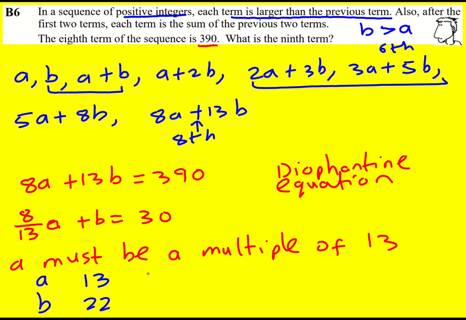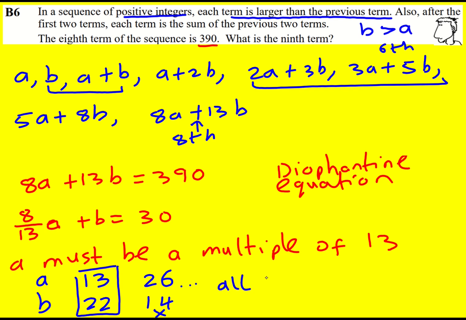Just need to check if there's any more. So the next one up would be 26. And then I would get 16 plus b is 30, so b is 14. But now we don't have each term larger than the previous term, so I would reject this one. And all the rest will be the same, with a getting bigger and b becoming smaller. So that is it. This must be the solution.